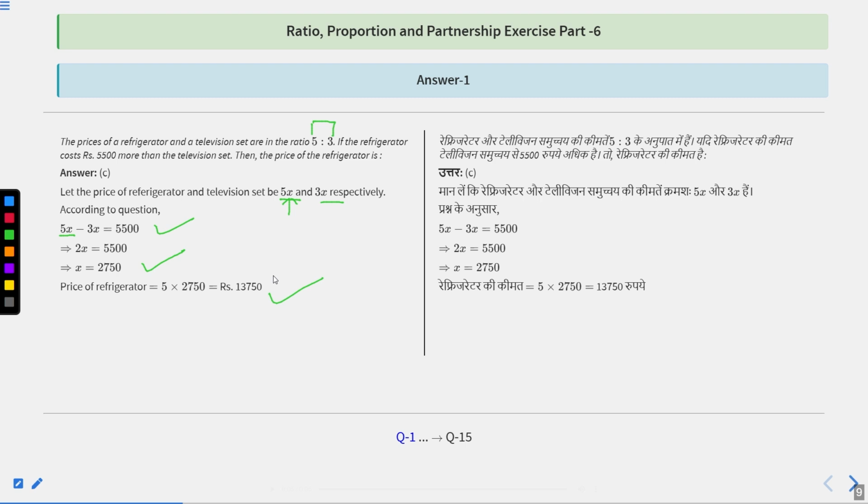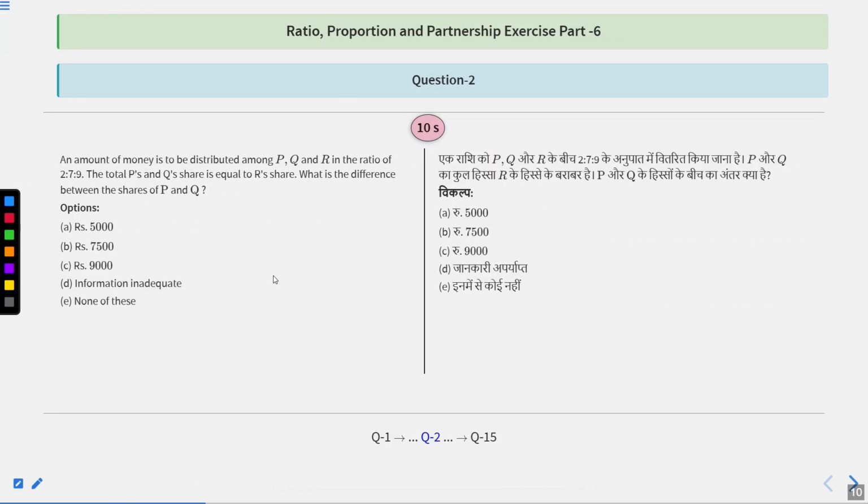Second one, let's see. An amount of money is to be distributed among P, Q, and R in the ratio 2:7:9. The total of P and Q's share is equal to R's share. What is the difference between the shares of P and Q? You have 5 options and 10 seconds to analyze the question. Your time starts now.